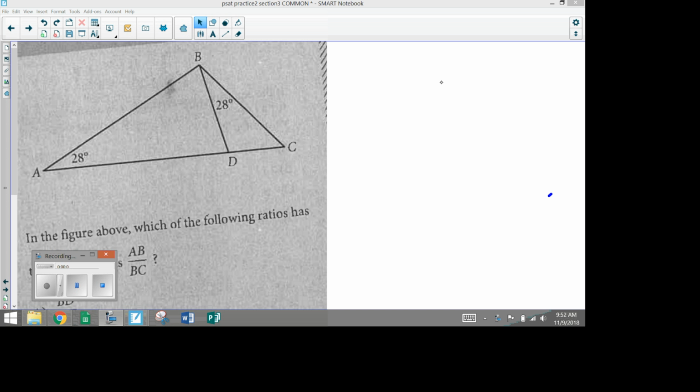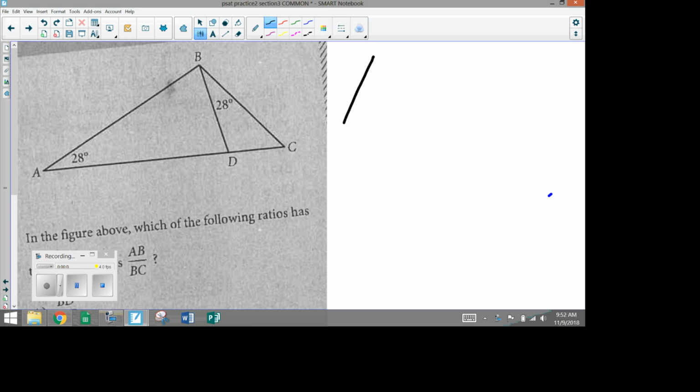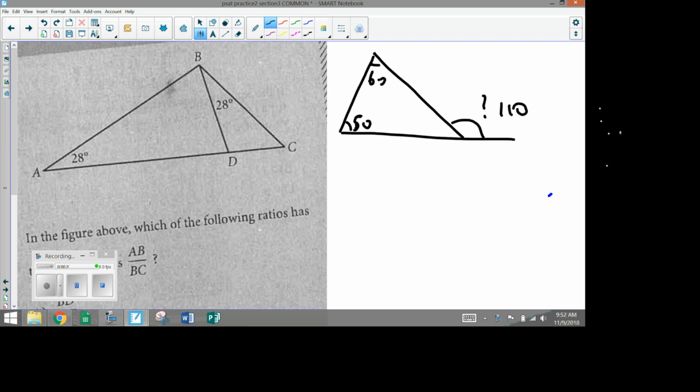Before I go any further, I'm going to give an example. This is 50 degrees. This angle is 60 degrees. If I ask about this one, what would you say? It's too late to answer. It's 110. Time's up, because you are estimating, which is why it takes too long.